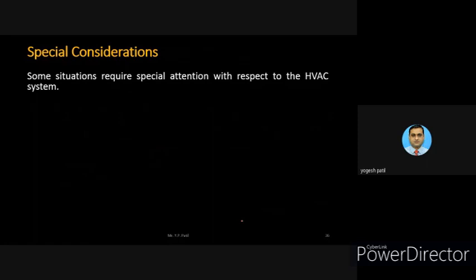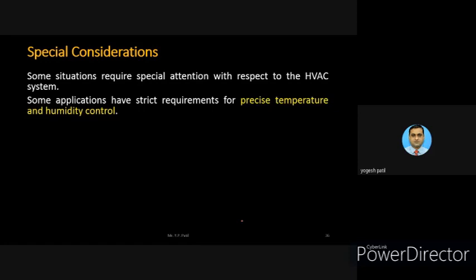Some special considerations we also need to think about before design. Some situations require special attention with respect to the HVAC system. What is that special attention? Some applications have very strict requirements for precise temperature and humidity control. So what are those special applications where there is a strict requirement of precise temperature and humidity, and in that particular zone or section we are required to have very high focus?